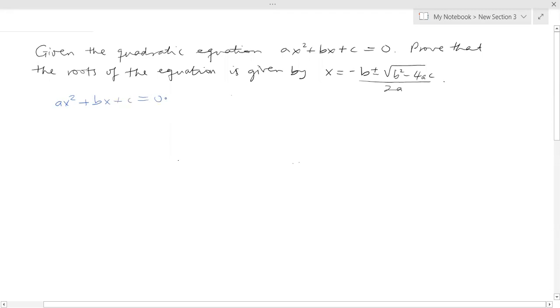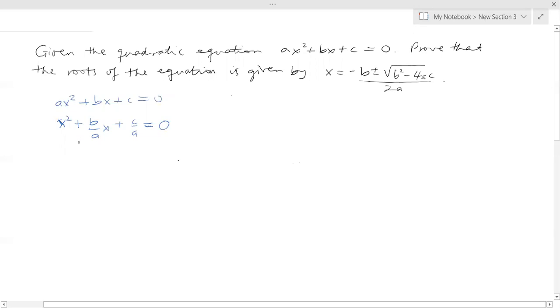Now what we have to do here is to complete the square for the expression on the left side. But before we do that, we have to make sure the coefficient of the x squared is 1. So we'll divide through by a. Let's divide through by a. So I divide each term by a. I'll have x squared plus b over a x plus c over a, and then 0 divided by a, so basically it will be 0. Okay, so the first thing, we divide through by a.